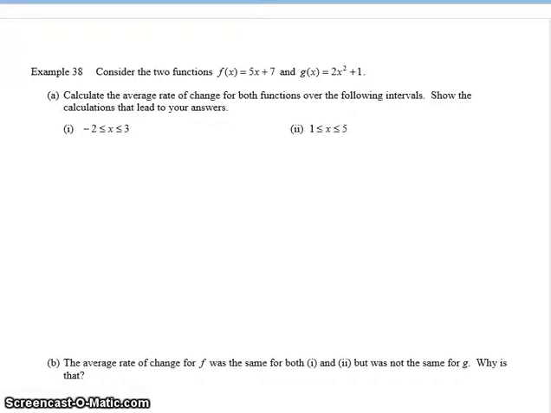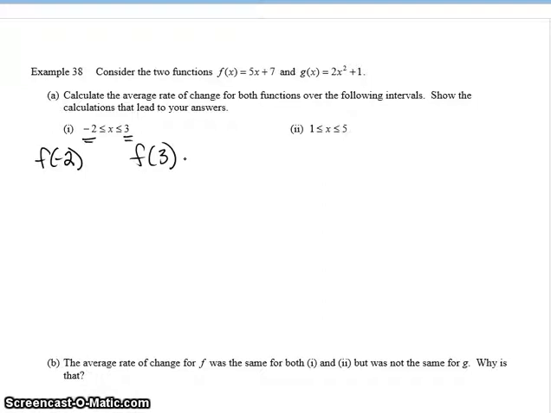Consider these two functions. They give you the f function and the g function. Calculate the average rate of change for both functions over the following intervals. Show the calculations. Now remember, guys, these are the x values, so they want you to substitute them into x. So really, you're going to do f of -2, and you're going to do f of 3. But it wants it in both functions. So make sure you do that.